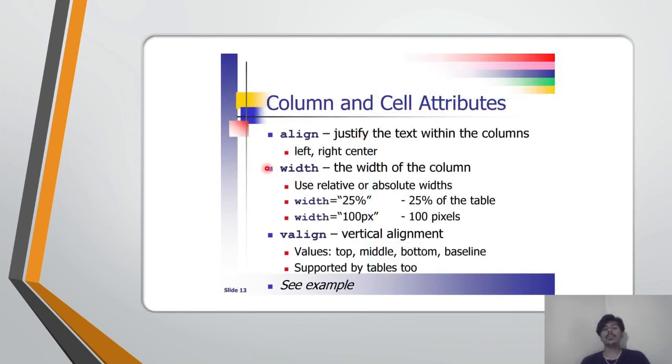Now column and cell attributes. We have align. It justifies the text within the columns to left, right, and center. We have width. The width of the column uses relative or absolute widths. Width equals 25% means 25% of the table, and width equals 100px means the width will be set to 100 pixels. Valign, vertical alignment. The valign is the vertical alignment of the data within the table. Using this, the values can be given as top, middle, bottom, baseline, etc. These are supported by tables too.